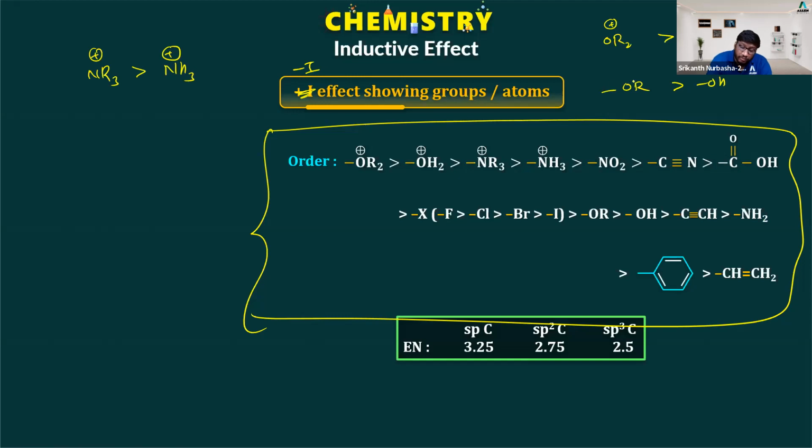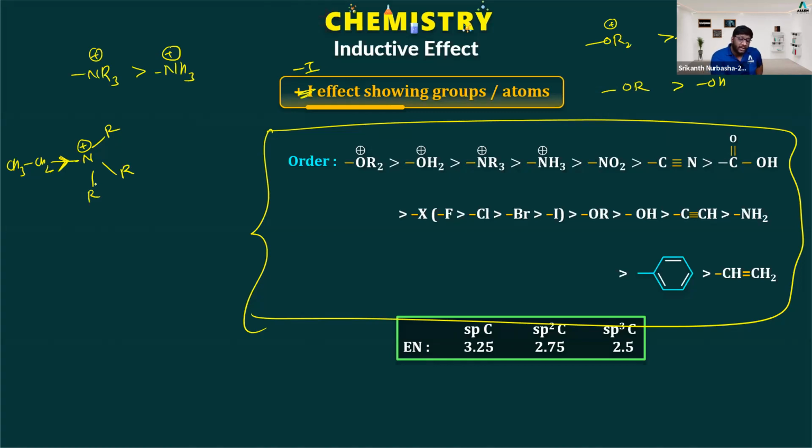Why is it so? Generally speaking, NR3 plus means what? NR3 plus means nitrogen connected to 3 alkyl groups, and nitrogen is also connected to some other carbon-carbon system like CH3, CH2. Nitrogen uses its lone pair, so it has a positive charge. So more the positive charge of nitrogen, more is the electron withdrawing tendency, yes or no? If a nitrogen has more positive charge, more it will withdraw the electron density.